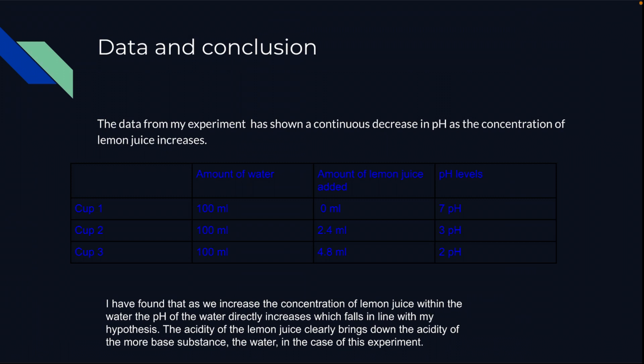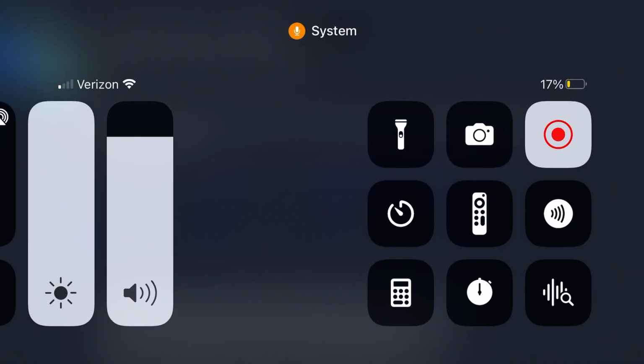In conclusion, I found that as I increased the concentration of lemon juice within the water, the acidity of the water directly increases, which falls in line with my hypothesis. The acidity of lemon juice clearly raises the acidity of the more basic solution, the water, in the case of this experiment.